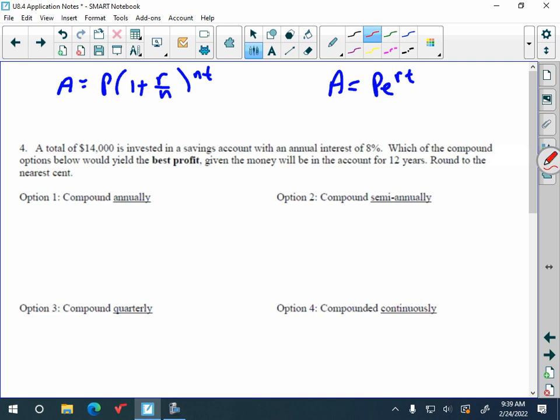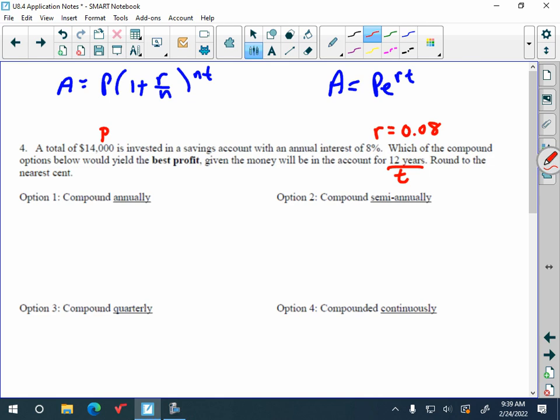So 14,000 is what we're starting with. That's our P value. 8%, okay, that's going to be R, but as a decimal. So R is going to be 0.08. The number of years they tell us is 12. That's our T, time.